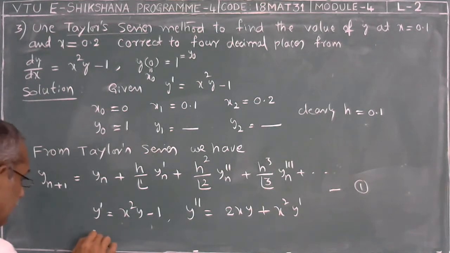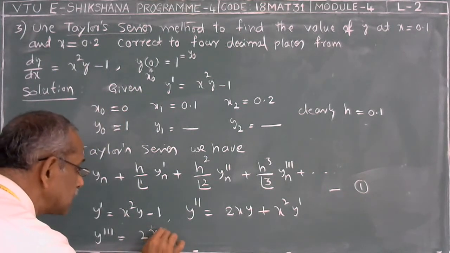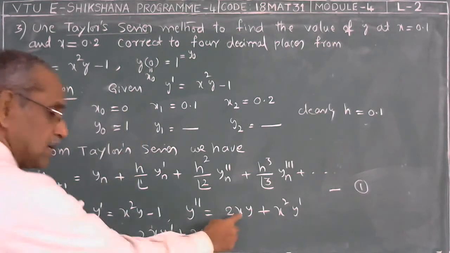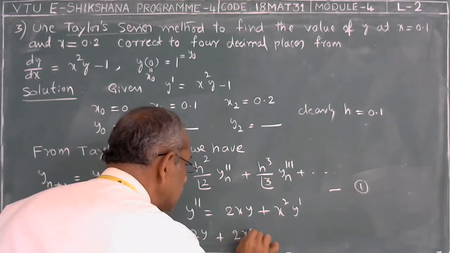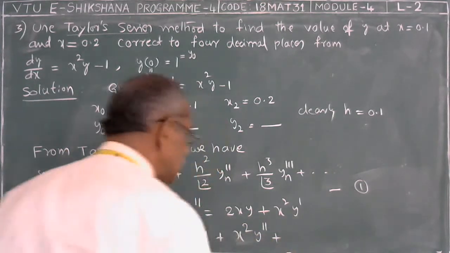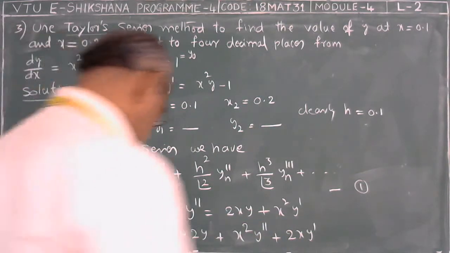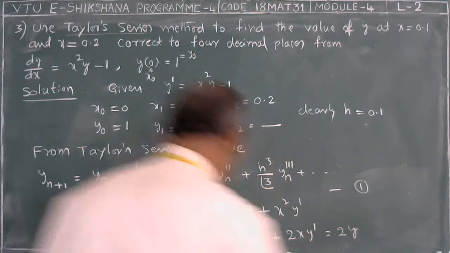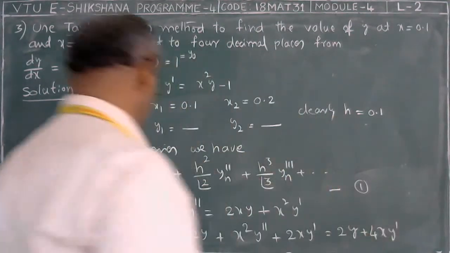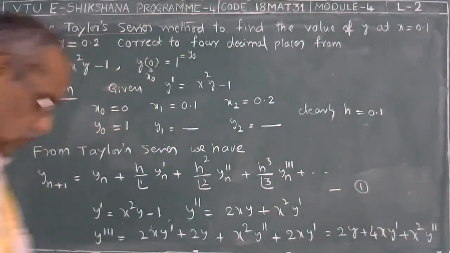Now, third derivative. Let me finish all the derivatives here. Again a product rule here. So this is 2 into x y dash plus 2 into y, that is differentiation of x, plus 2x y dash plus x squared into y double dash, plus 2x y dash. So 2x y dash makes 4x y dash. So you can write this as 2y plus 4x y dash plus 4x y dash, then x squared y dash plus x squared y double dash plus x squared y dash.